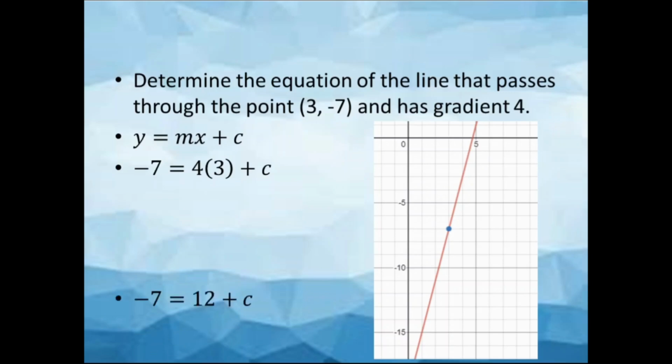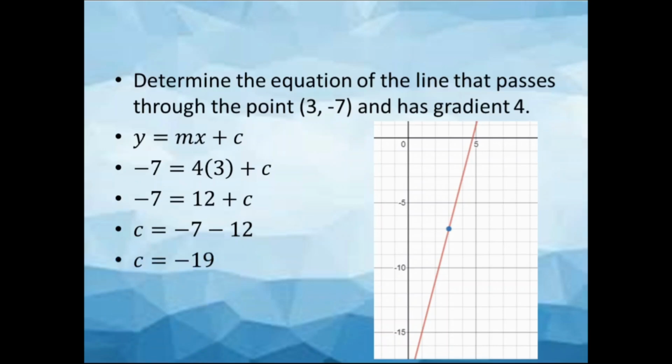Then we simplify. 4 times 3 is 12. Then when we transpose, instead of adding the 12, we will subtract the 12 from negative 7. So c is equal to negative 7, take away 12, which will give you negative 19. So the line crosses the y-axis down here at negative 19. And therefore, our answer is y equal 4x minus 19.